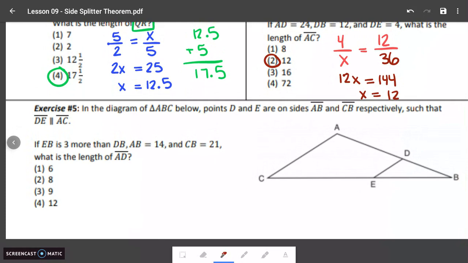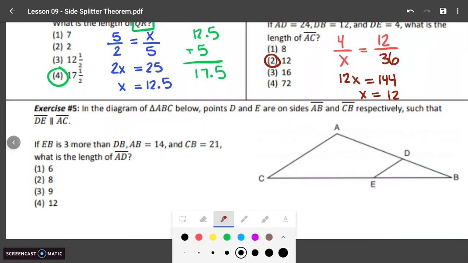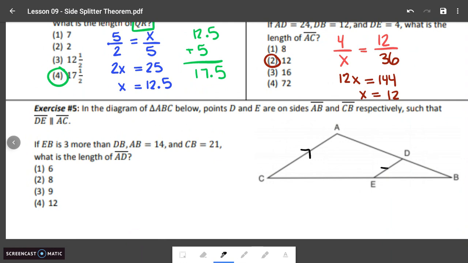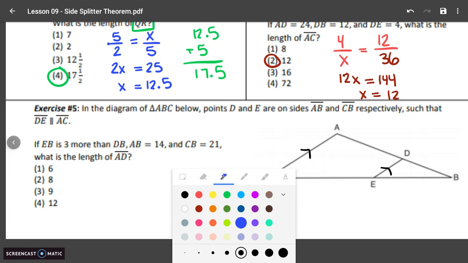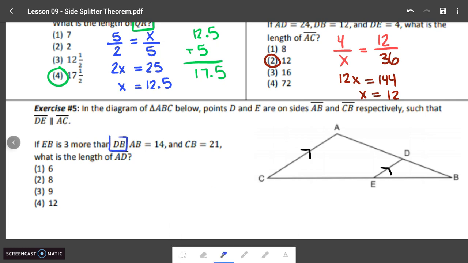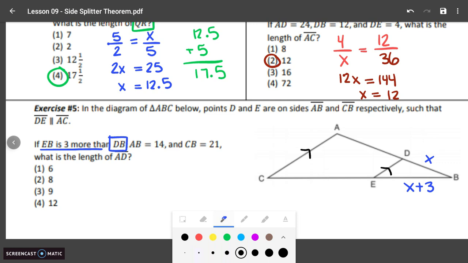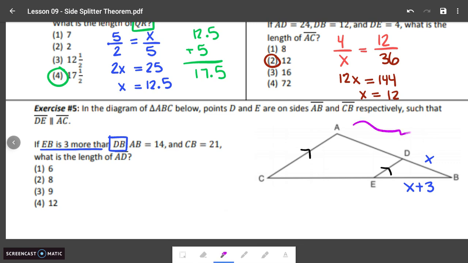The final Regents question that we have on here, in exercise 5, we have triangle ABC, points D and E are on the sides respectively, and we know that we have parallel DE and AC. Now we want to be careful reading this part because it's saying that EB is 3 more than DB. DB is our comparison one. That means DB is x and EB is 3 more than x. So we're going to have x plus 3. AB, the whole length, was given to us as 14. And CB, the whole length, is 21.